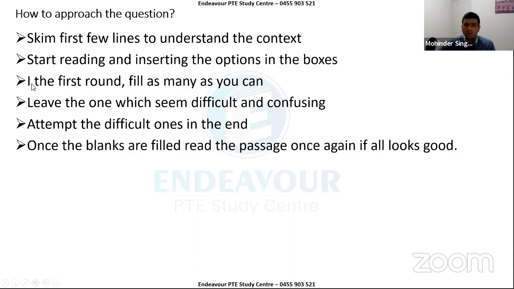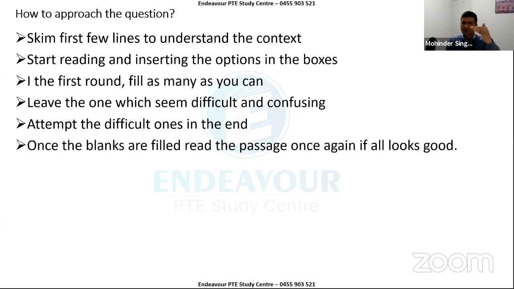So in the first round, fill as many as you can. Leave the ones which seem difficult or confusing and attempt the difficult ones in the end, because you have more options in the bottom than the number of blanks. So if you fill 3 blanks and you think they are right, then the remaining one will be easier for you to choose from the leftover ones, right? Once the blanks are filled, read the passage once again to check if all looks good, and sometimes just one change is needed in the last.